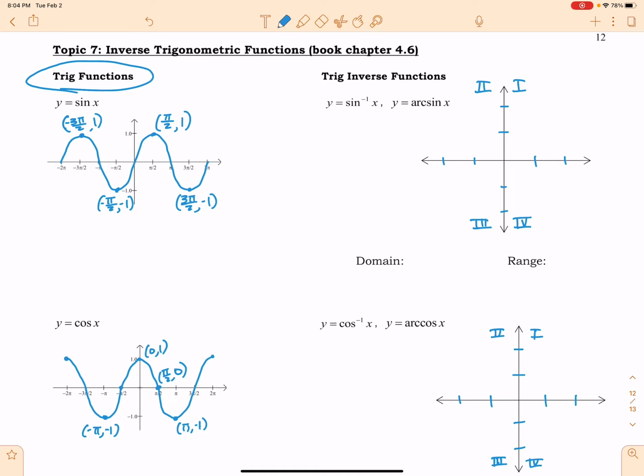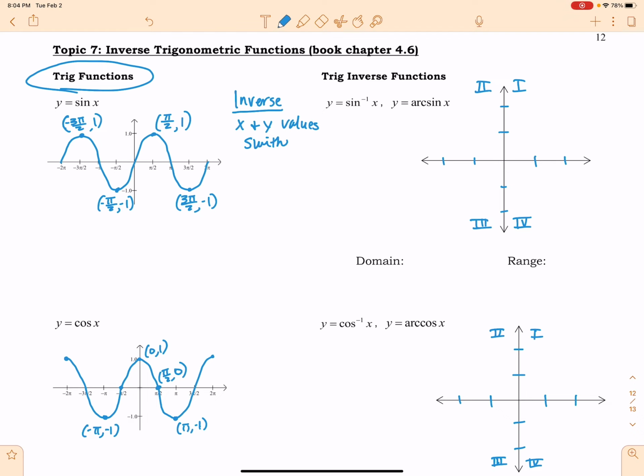So let's talk about what it means to be an inverse. Now we've talked about inverse functions before, so remember that when we have inverses, it means that the x and y values switch. Well, when that happens, your graph switches as well.